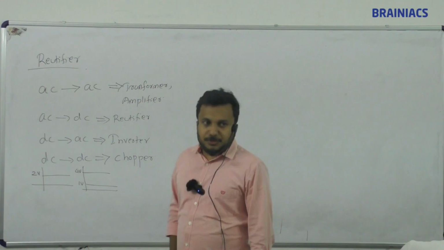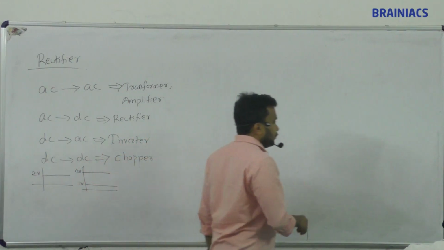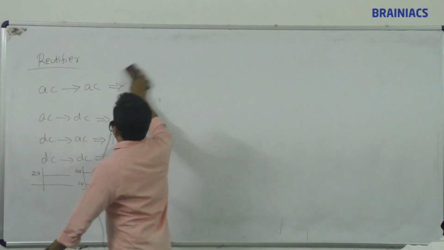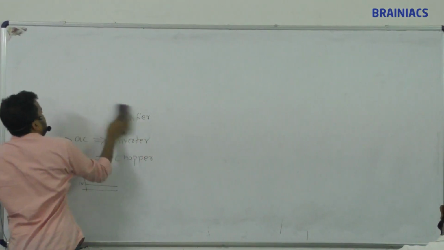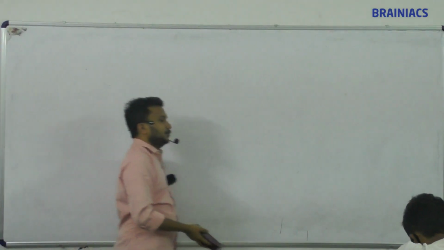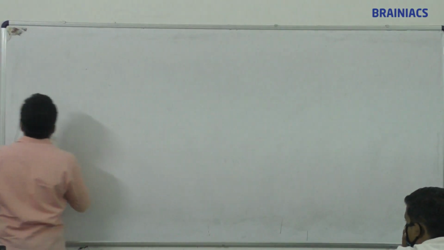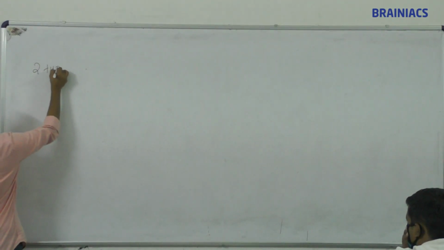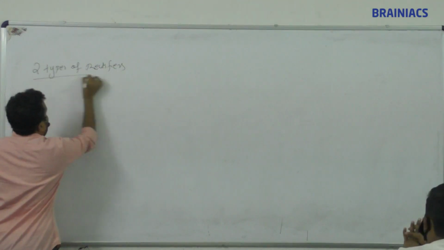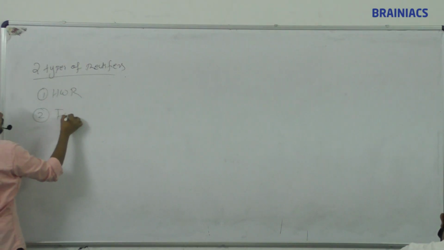Two types of rectifiers we are going to learn. First one, write below, two types of rectifiers. What are the two types of rectifiers? Half wave rectifier and full wave rectifier. One is the half wave rectifier, HWR, and the second one is the full wave rectifier.